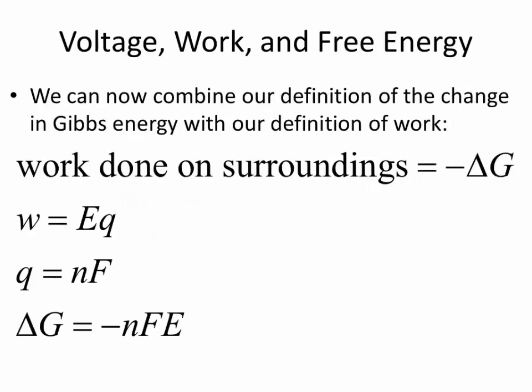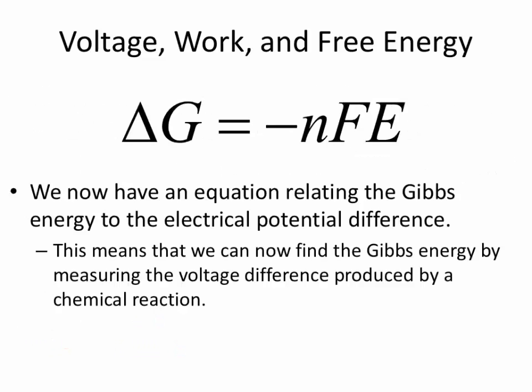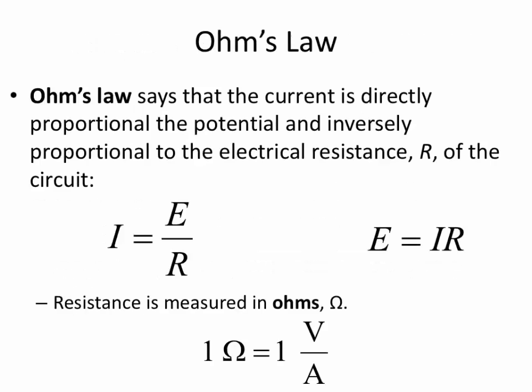We can now combine our definition of the change in Gibbs energy with our definition of work. That is, we have work done on the surroundings equals minus delta G, and we have W, the work done, is equal to E times Q, and remember that Q equals N times F, so if we combine all of these together, we then get delta G is equal to minus NFE. And we now have an equation relating the Gibbs energy to the electrical potential difference, E. And this means that we can now find the Gibbs energy by measuring the voltage difference produced by a chemical reaction. So now let's turn to Ohm's law.